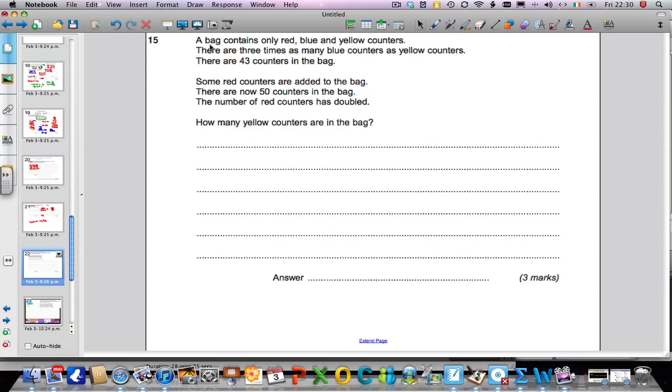Okay, so in this question it tells us that we've got red, blue and yellow counters, 3 times as many blue as yellow, and there's 43 counters in the bag to begin with. Some more red counters are added to the bag. It tells us then that we have 50 counters in the bag, but the number of reds has doubled, and we're asked to work out the number of yellow counters in the bag.